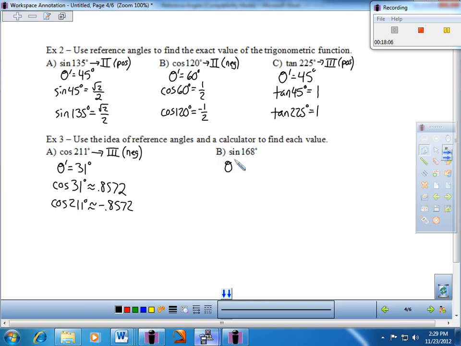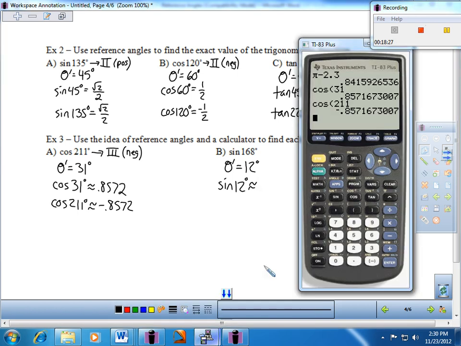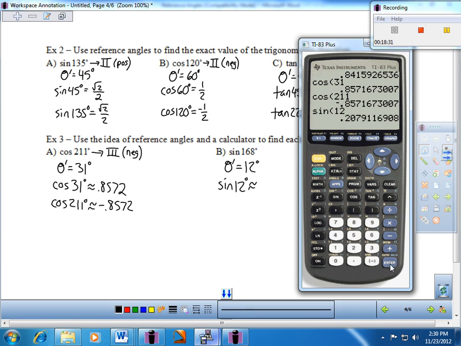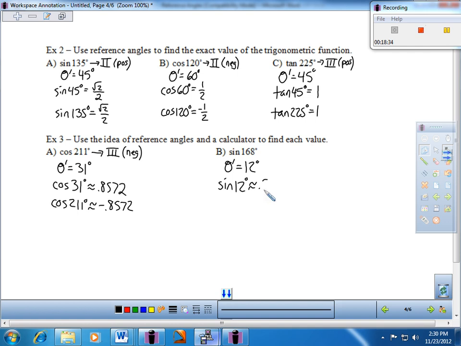Okay, let's go ahead and do this one right here. So theta prime, everybody, it is in quadrant 2. Everyone, 180 minus 168 is 12 degrees. Now, here's what I'm going to be after: the sine of 12 degrees. I'm going to pick my calculator up again and type in sine of 12 degrees. Okay, so I have about 0.2079.